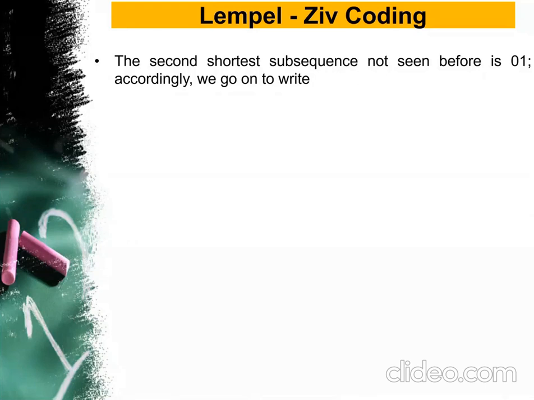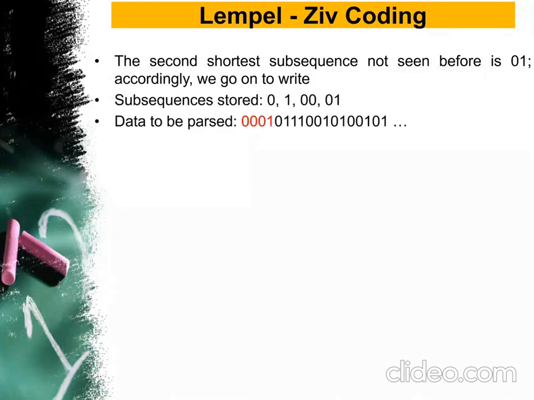Prior to the coding, suppose we have a data sequence 0001011100 10100101. This data stream, or the data sequence, is to be divided into subsequences.